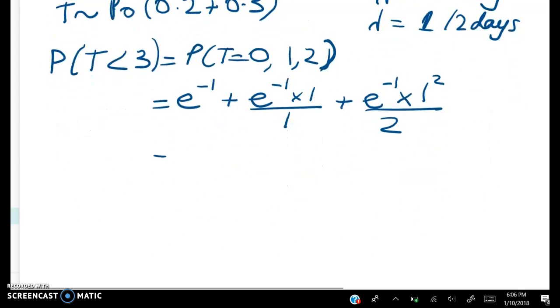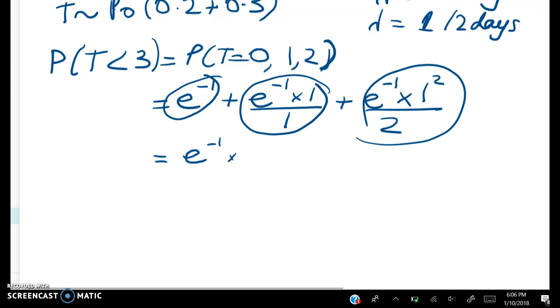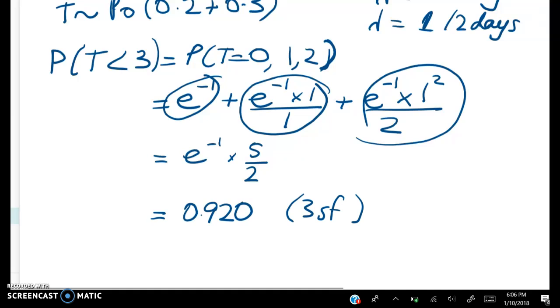And when you work that through, you can collect up some like terms. First, we've got 1 e to the negative 1 here, another one here, and a half here. So that gives me 0.920 to 3 significant figures. Okay, on to the next one.